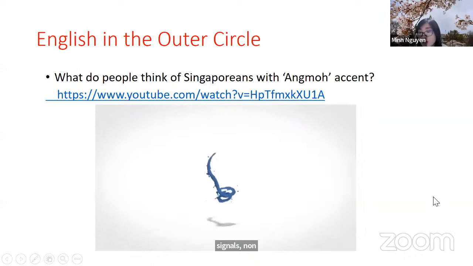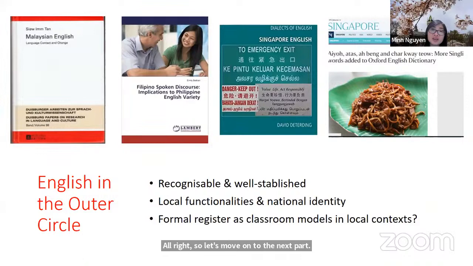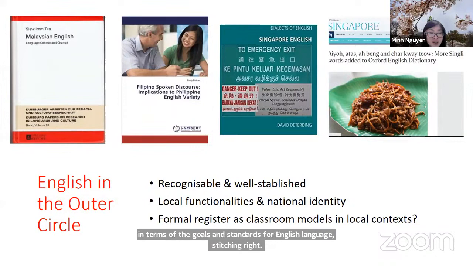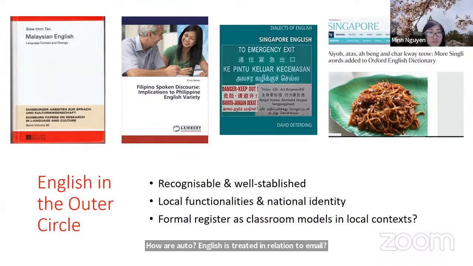So we've talked about local features, how English is used in the outer circle. What about the teaching of English in those outer circle contexts? Now, in terms of the goals and standards for English language teaching, how are outer circle Englishes treated in relation to inner circle Englishes? Until fairly recently, the standard varieties of inner circle countries were regarded as the only legitimate models for teaching and assessment, even for outer circle English speakers. But this is changing now because outer circle varieties are increasingly treated as equal and comparable to inner circle varieties.